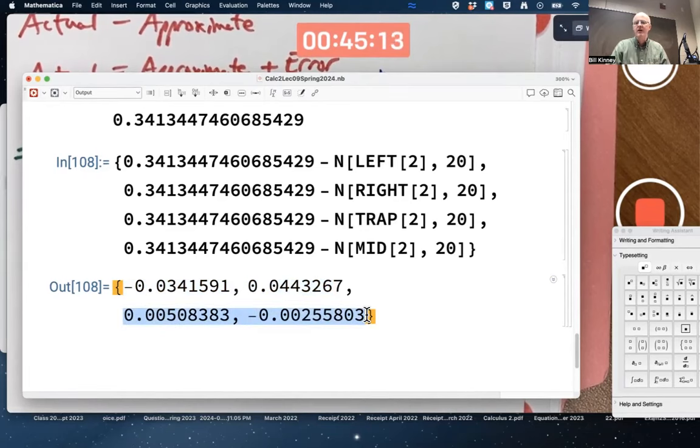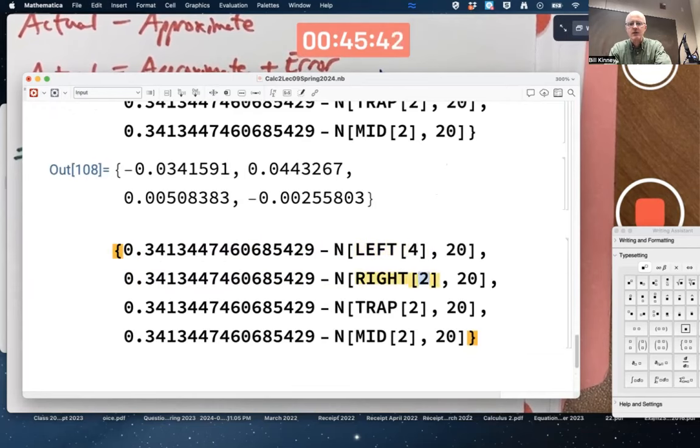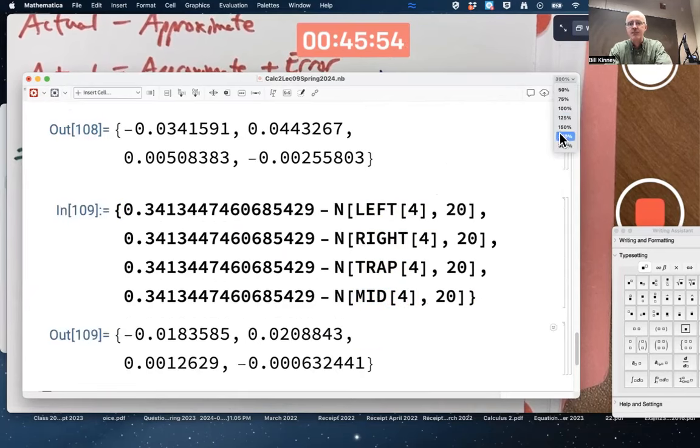What about the absolute value of the errors from the trap and the mid? Look at that. The mid is better. It's closer to 0. And in fact, ignoring the minus sign, it's about twice as close to 0. The midpoint rule for n equals 2 is doing twice as good, approximately, as the trapezoid rule. Let's try doubling n to 4. So I'm going to change all these 2's to 4's here now. Increasing the number of rectangles or trapezoids to 4. How do the errors behave? The new errors are even smaller.